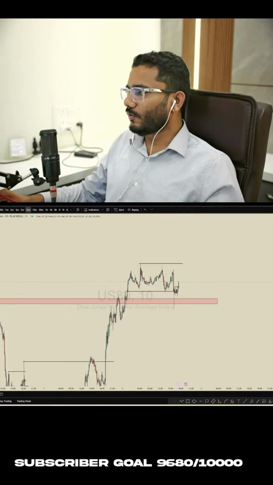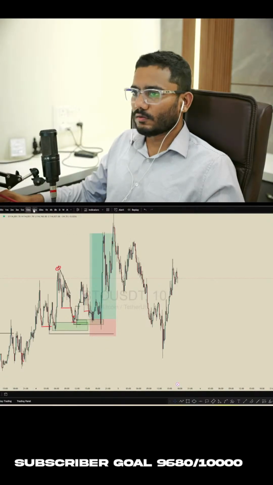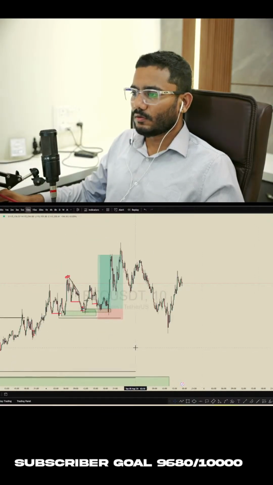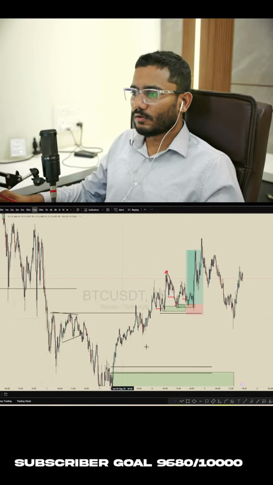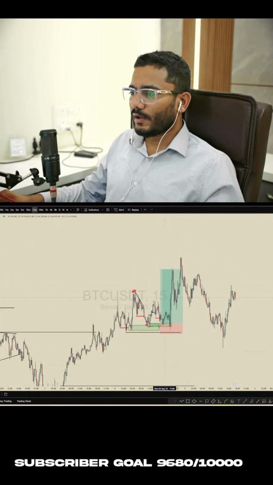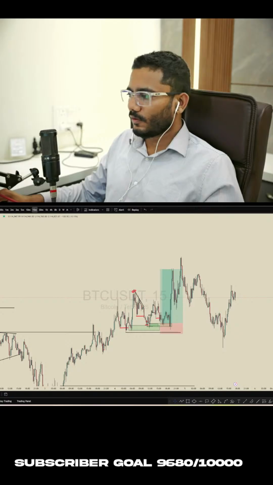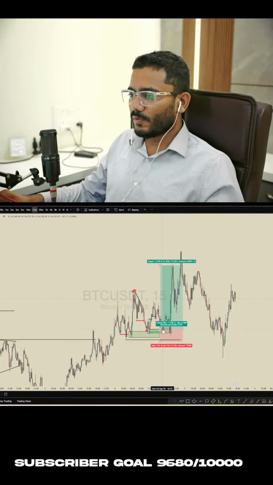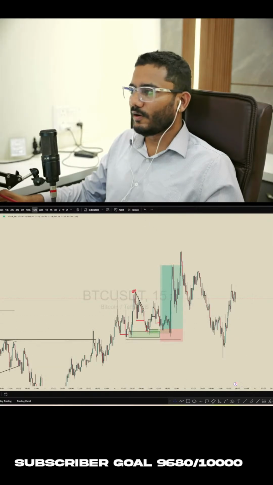Yesterday on BTC also, in yesterday's live, this trade was given. Although I entered over here, when price broke the previous structure, I was at break even, and price hit my stop loss and then it went to the upside.